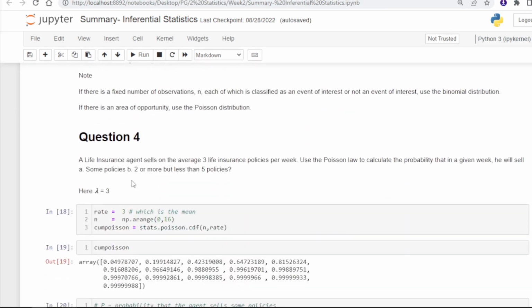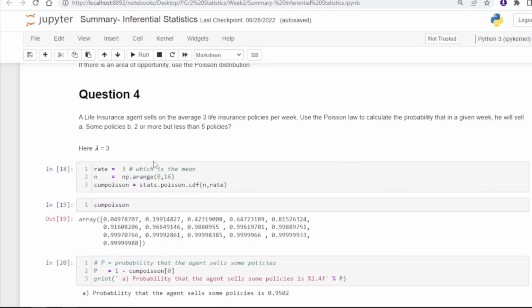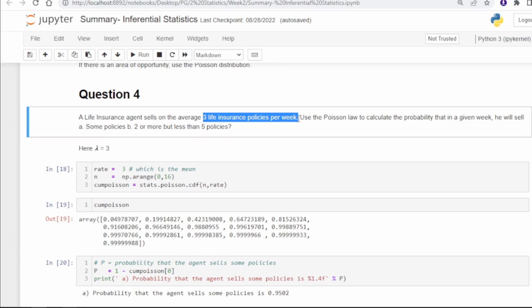We will take one example: a life insurance agent sells on average 3 life insurance policies per week. Use the Poisson law to calculate the probability that in a given week he will sell some policies, and that he will sell 2 or more but less than 5 policies. Here the lambda value given is 3. The rate is 3, that is, 3 life insurance policies per week, which becomes our mean in this case.